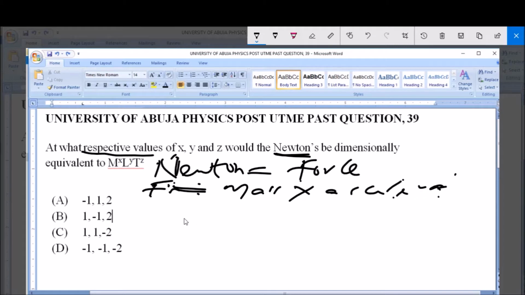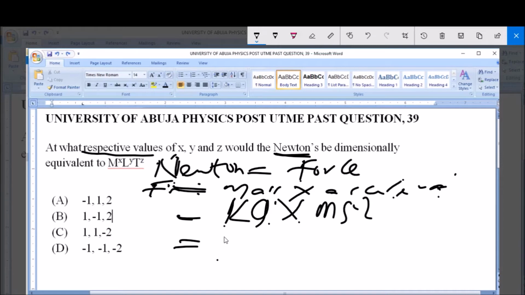Now, what is the mass? The mass is measured in kilogram multiplied by the acceleration, which is measured in meter per second square. What is the dimension equivalent of kilogram? Kilogram is the unit for mass, so the dimension equivalent will be M multiplied by meter. Meter is the unit of length, hence the dimension equivalent will be L, divided by second. Second is the unit of time, and the dimension equivalent will be T raised to the power of minus 2.